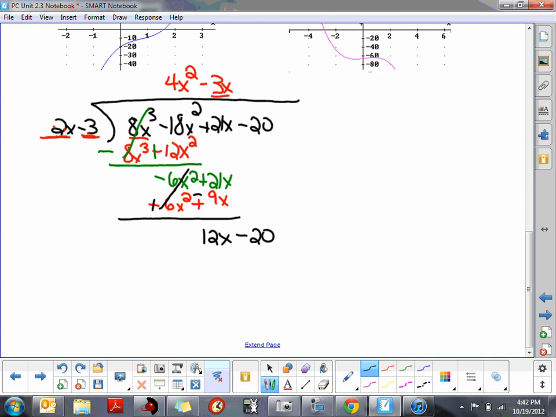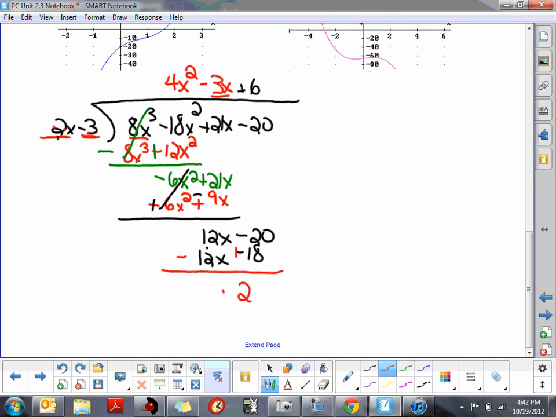So what do you multiply 2x by to get a 12x? Well, the x's are already there. All we need to do is multiply by 6. So we're going to put plus 6. So 6 times 2x is 12x. 6 times negative 3 is negative 18. So then we draw our line, change the sign, so minus and plus. And what we end up with this time is a remainder of 2.